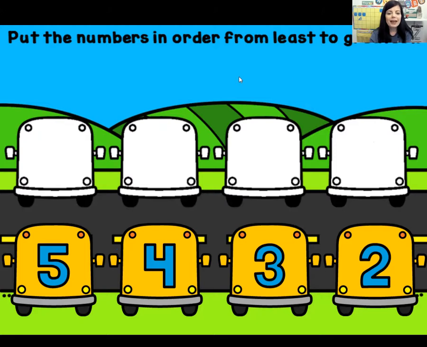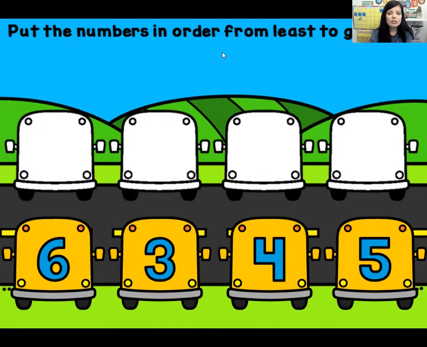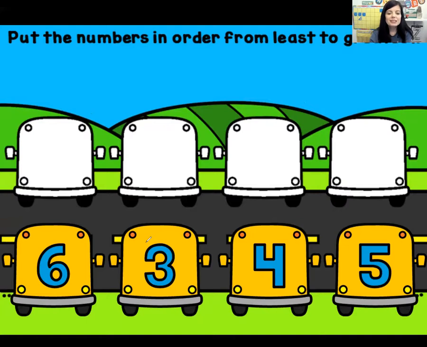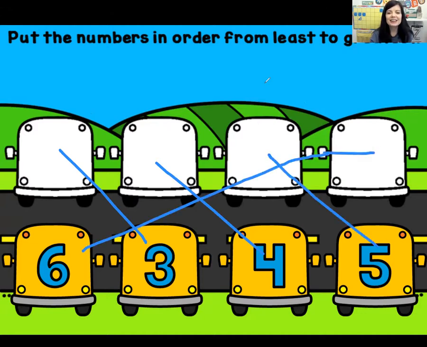Let's do one more, okay? Okay, which is the smaller number or the least? 6, 3, 4, or 5? 3. If I were counting 1, 2, 3, 3 would be the first one I came to. What would be after 3? 4, and then 5, and 6 is the greatest.